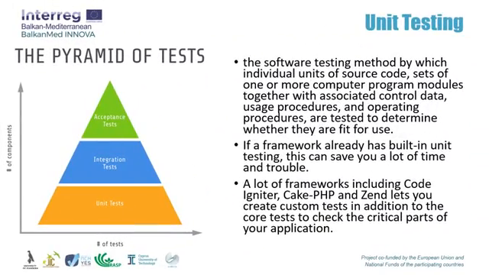Wikipedia defines unit testing as the software testing method by which individual units of source code, sets of one or more computer program modules together with associated control data, usage procedures, and operating procedures, are tested to determine whether they are fit for use. Unit testing can save you a headache by catching issues before you notice them causing problems.